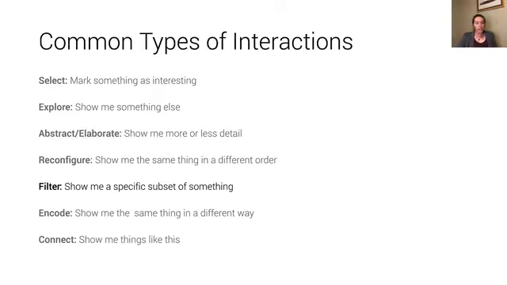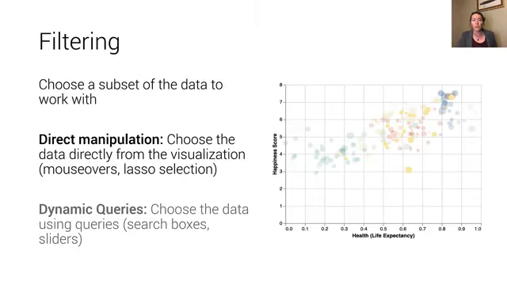So another thing that I can do once I've found data that I'm interested in is I can actually choose to explicitly filter. We've talked a little bit about filtering as a way to indicate selection, but filtering actually turns out to be a very rich suite of interactions in and of itself. When we're dealing with filtering, we are essentially just choosing what subset of the data we want to work with. So one thing I can do to filter my data is I can use something like direct manipulation.